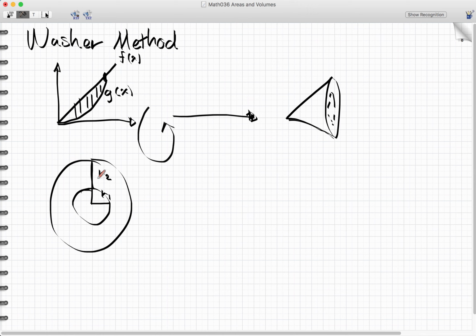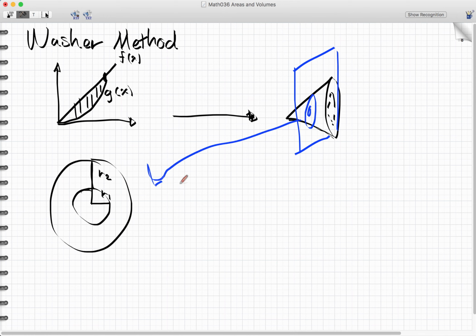Again, we look at an infinitesimal slice, and we try to figure out what is the infinitesimal volume determined by that slice. That slice is going to look like what's called an annulus, and since we're thickening it up by dx, we call it a washer. So the idea is that we're going to acquire the volume by adding up the volumes of all these infinitesimally small washers.